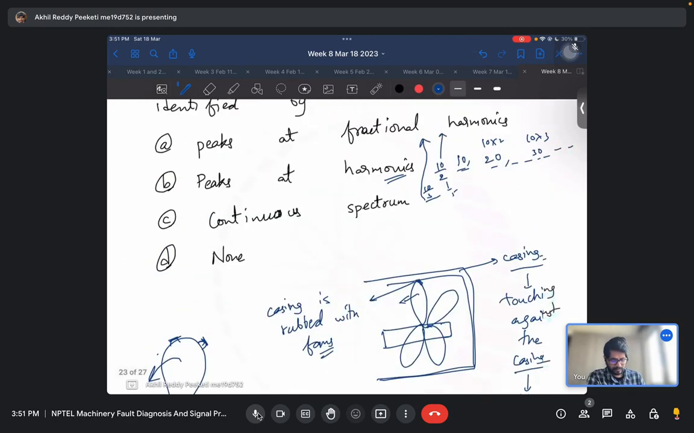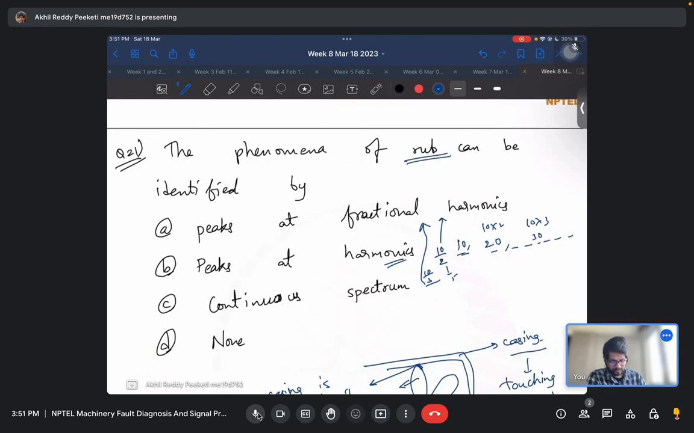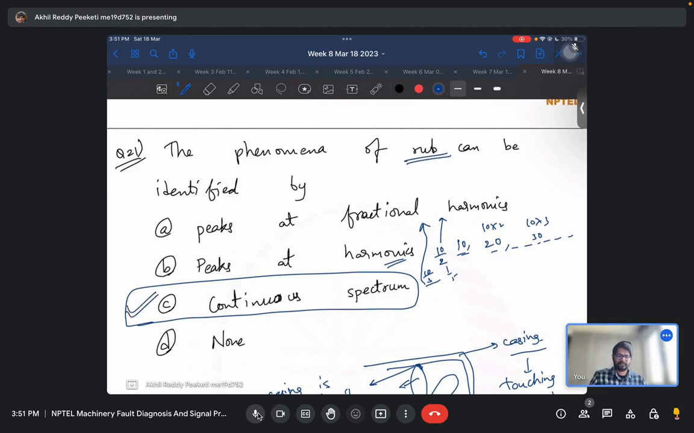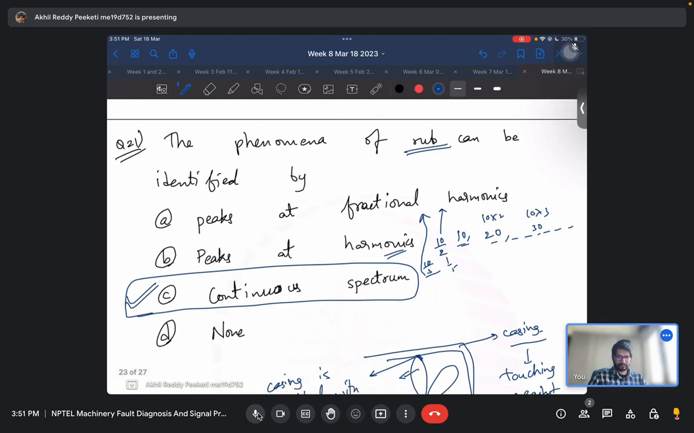Okay. So if the phenomenon of rub is there, instead of getting peaks, you will get a very continuous spectrum, like all the frequencies are showing up. So that's how you can identify the phenomenon of rub. Okay.